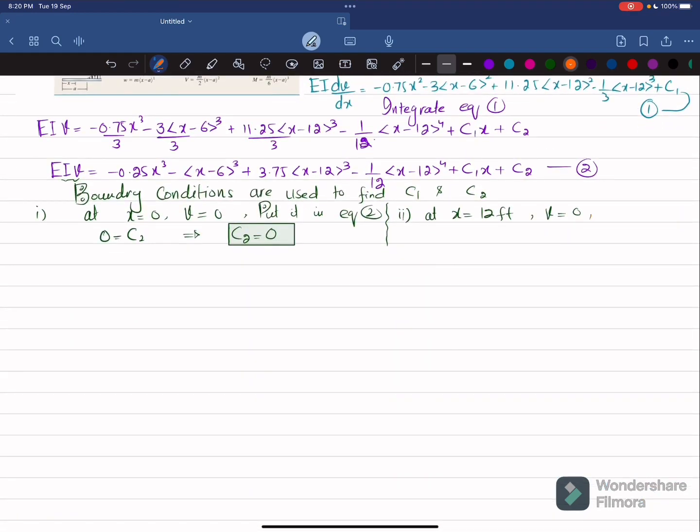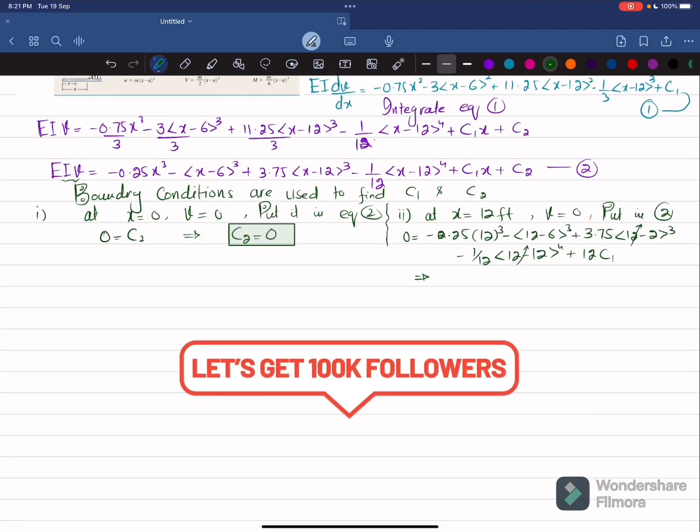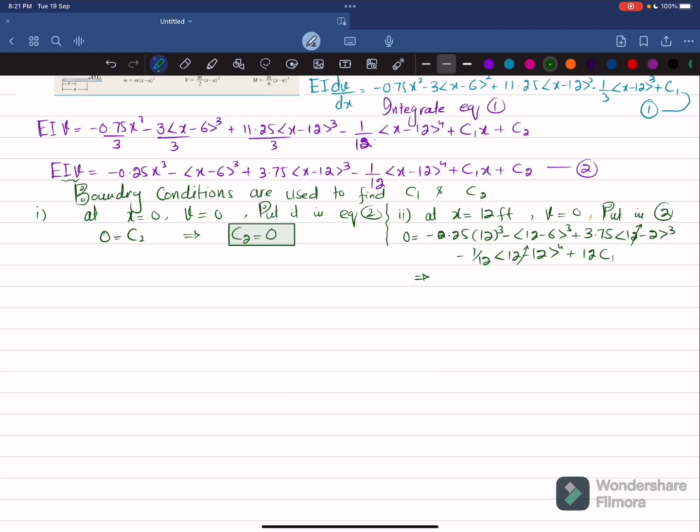Okay, so put in equation number 2. We will get EI into v will be equal to 0 minus 0.25 times 12 cube minus 12 minus 6 cube plus 3.75 into 12 minus 12 cube minus 1 over 12 into 12 minus 12 power 4 plus 12 times C1, and C2 is equal to 0. So from here, when you calculate it, this term will be 0, this term will be 0. Only we have 6 cube minus 0.25 into 12 cube plus 12 C1. So when you calculate, C1 will be equal to 54, and the unit will be kips into feet square. If you are confused about units, just forget about it and focus on the remaining problem.